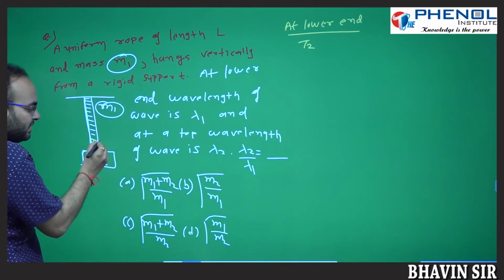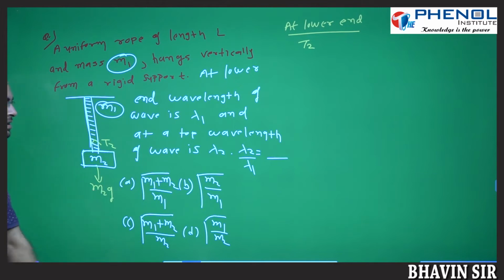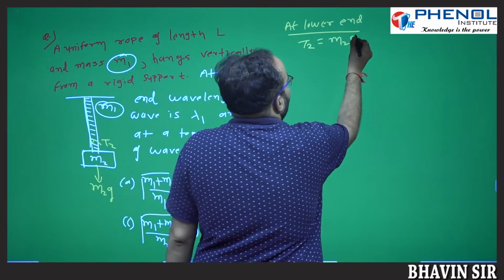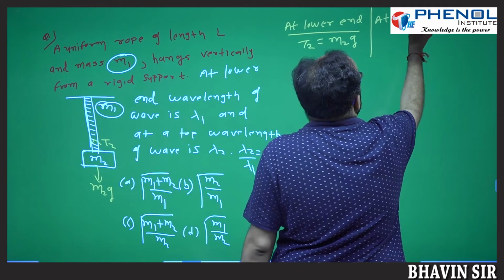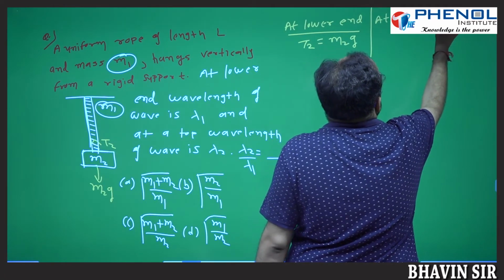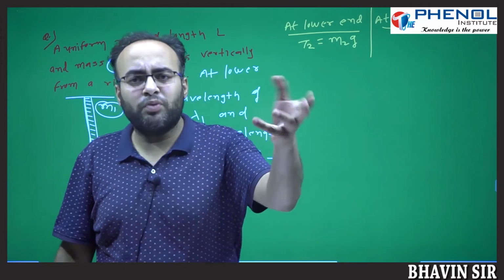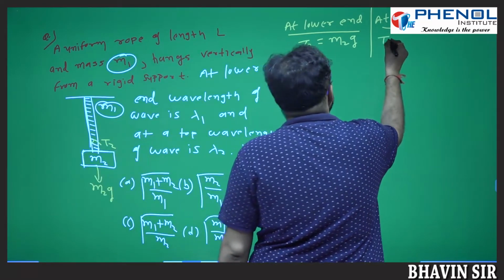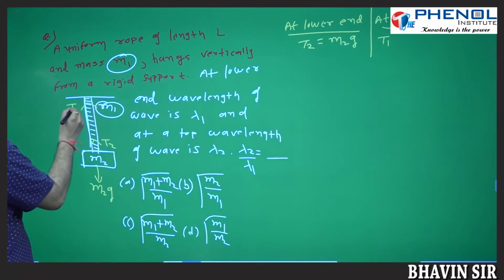See, tension is in the opposite direction of weight. So at the lower end, what is the tension? M2G. As we know, here the rope is heavy, so tension is not the same at all points. So first find the tension. Now students, what is the tension at the upper end?